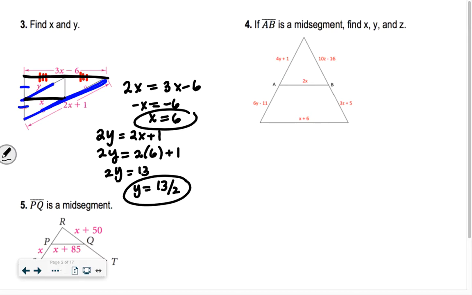Make sense? Now, could I have situations where I have systems of equations? Totally. I could have two equations that have x and y.